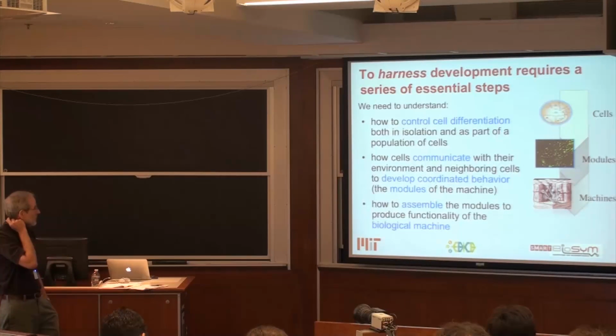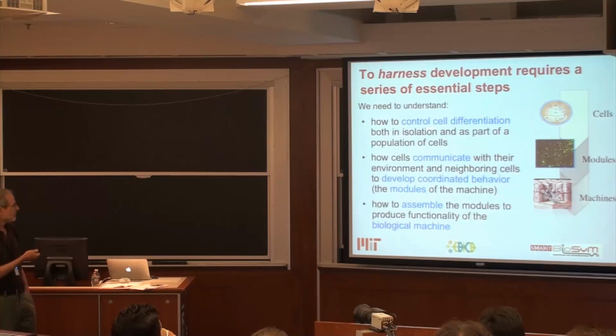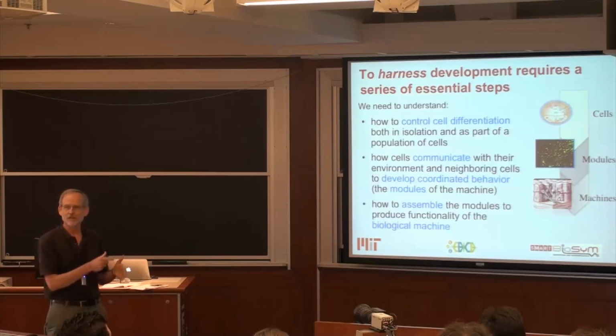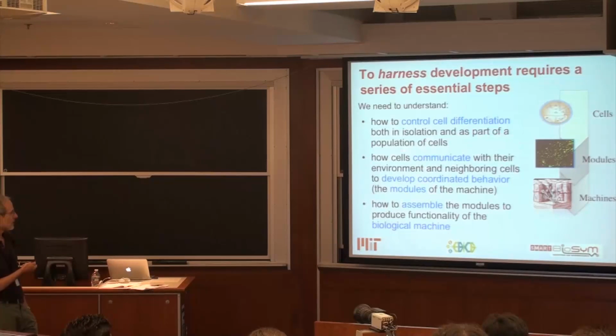So what do we need to do in order to get there? This is a roadmap, starting with stem cells: how to control stem cell differentiation, either in isolation, in an embryoid body, or in an embryo. So it controls differentiation both in isolation and as part of a population of cells. We have to understand how cells communicate. We know a lot about cell-cell signaling, and a lot about the signaling pathways inside cells, but what we need to understand better is how this communication leads to coordinated behavior.